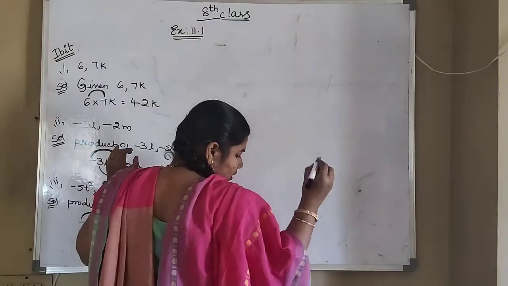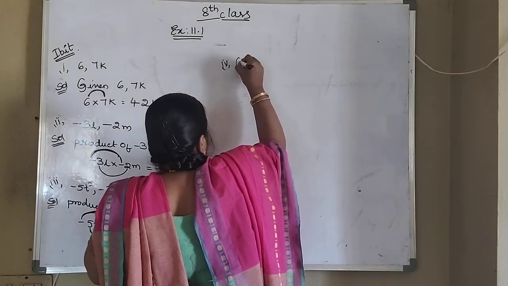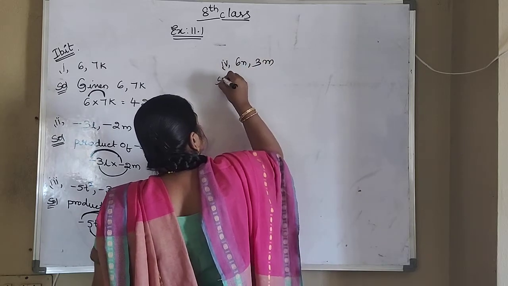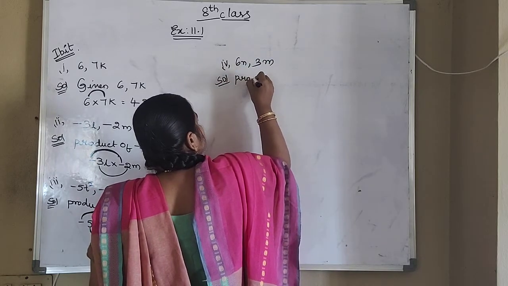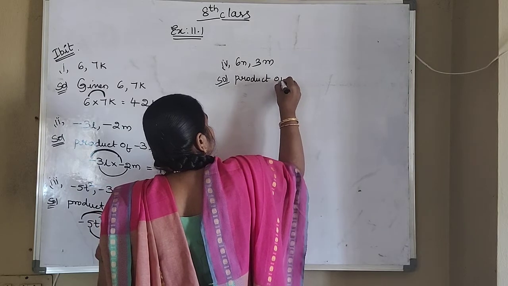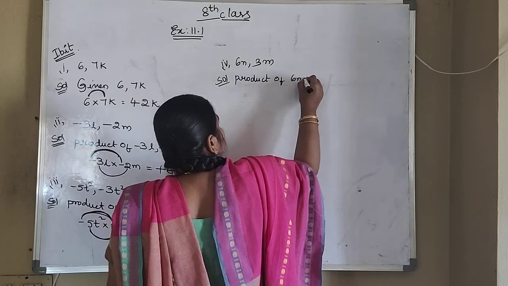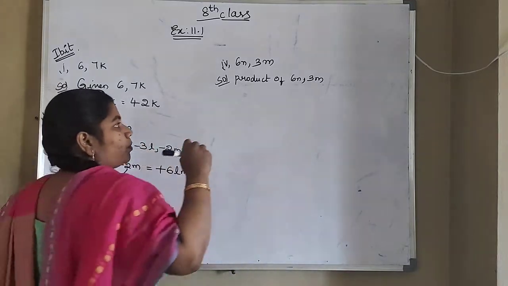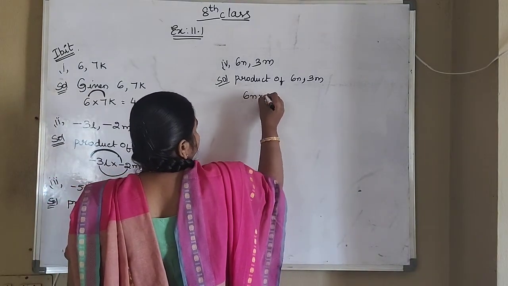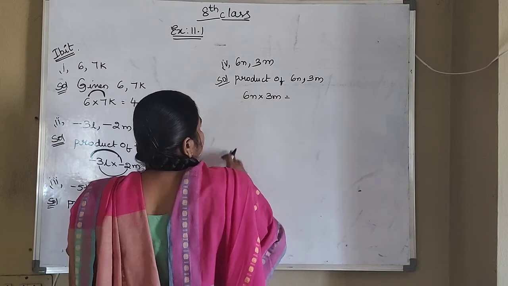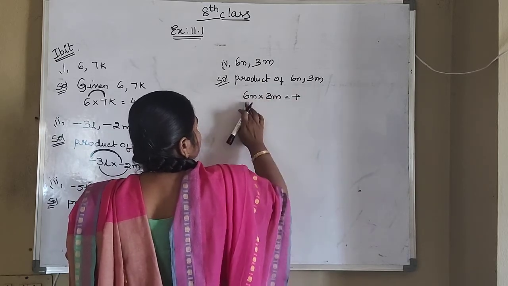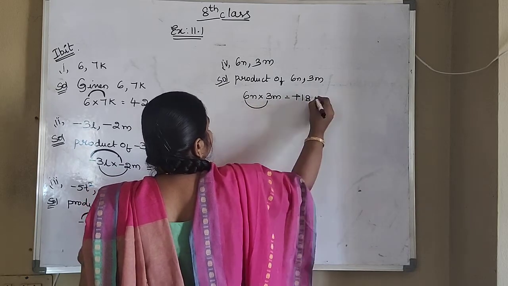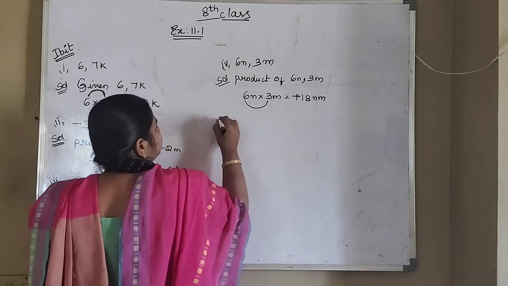Next, the fourth one in this, 6n and 3m. The product of 6n and 3m is nothing but multiplication. So multiply 6n into 3m. Plus into plus will be plus. 6 threes are how much? 18. n into m will be nm.